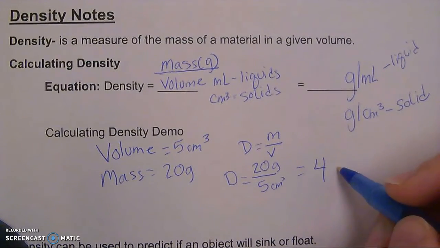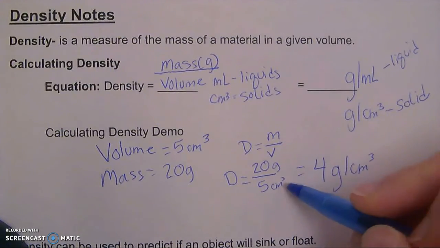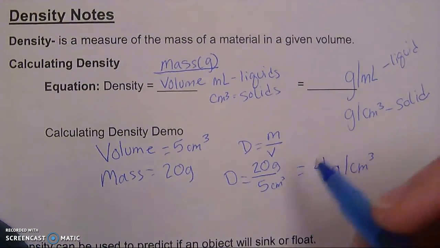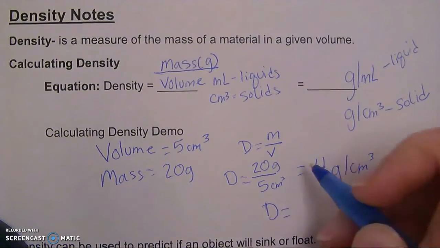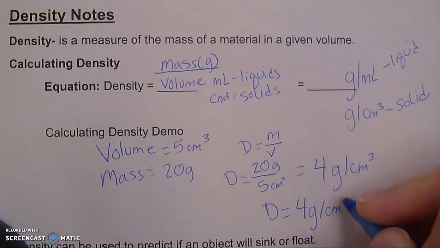To combine the units, take the units from the mass and the units from the volume, and you get grams per centimeter cubed. So the density of this object is 4 grams per centimeter cubed.